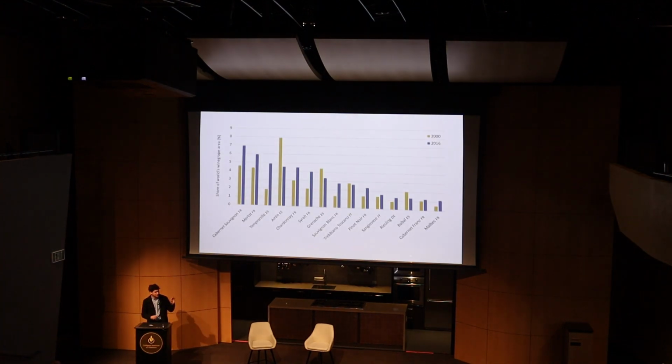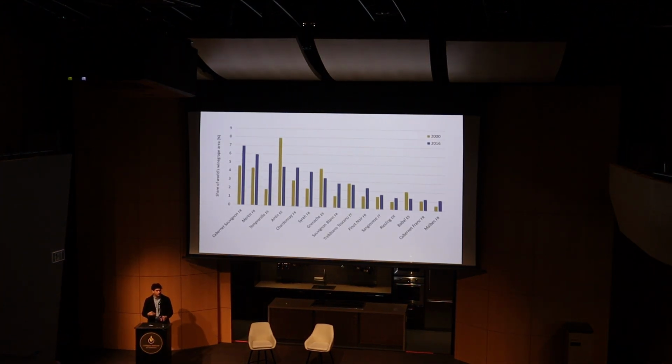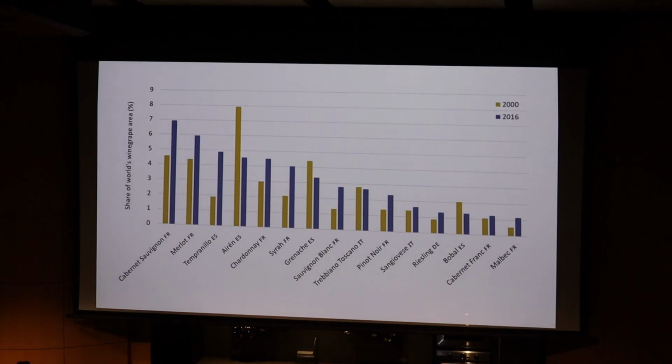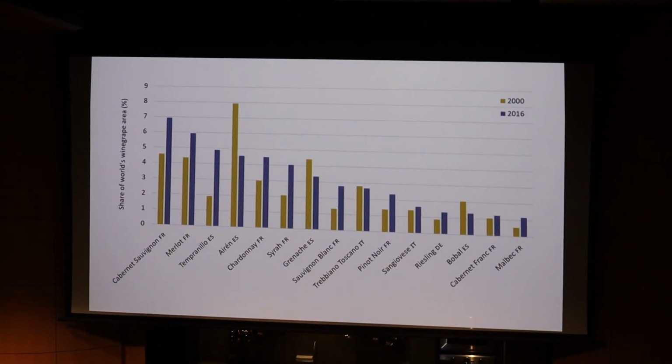And I want to show you this graph. This graph shows the share of the world's wine grape area for the top 15 varieties as of 2016, and how that area share changed between 2000 and 2016. So these 15 varieties account for half of the world's wine grape area. There are more than 1,700 varieties in our database, but these 15 varieties account for half of the world's wine grape area. There are two Italian varieties, Trebbiano Toscano, whose surface decreased a little bit, and Sangiovese, whose surface increased during this period.